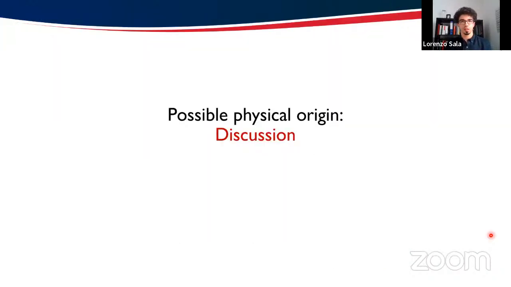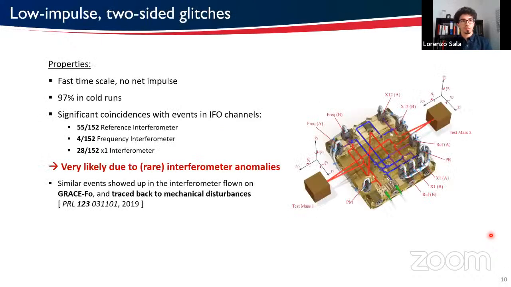So we can now go to the discussion part. First of all, I would like to talk about the two-sided glitches, which I didn't talk that much about previously. I just focused on the first family. We actually detected some significant coincidences between the two-sided glitches and some other interferometer channels that were present on board the mission. And so we can say that these glitches are very likely due to interferometer anomalies. I would also like to stress again that these glitches were measured most of the time only during the cold runs and not during the ordinary runs. Only 4 low impulse glitches were measured during the 140 days of the ordinary runs.